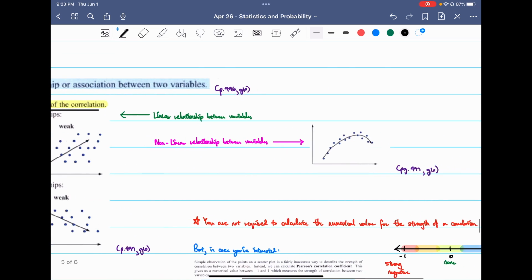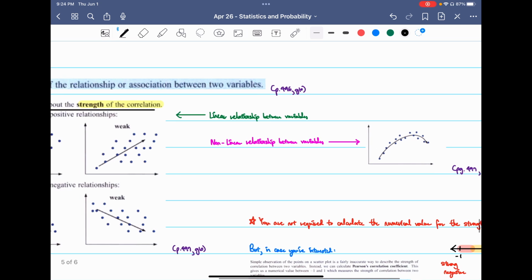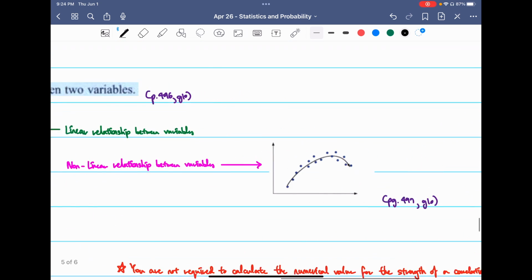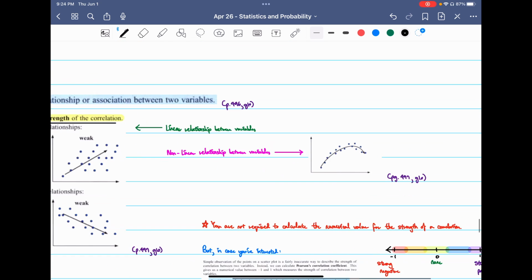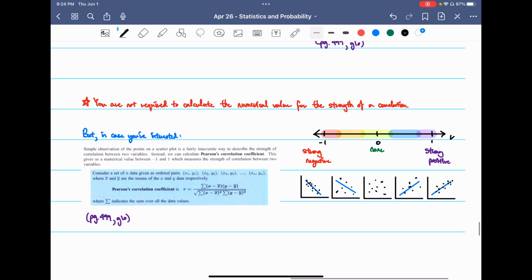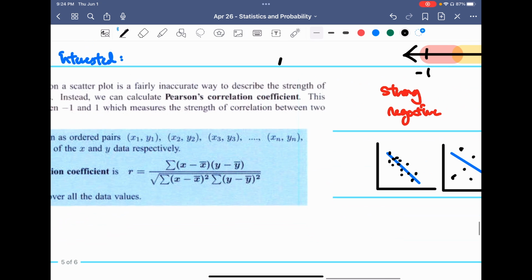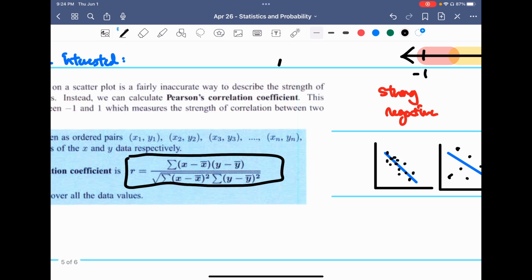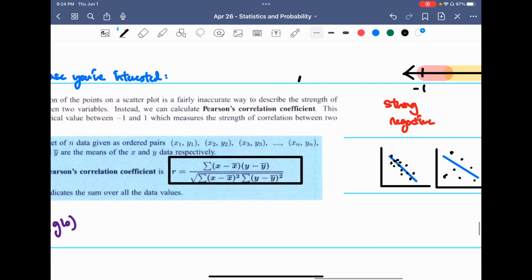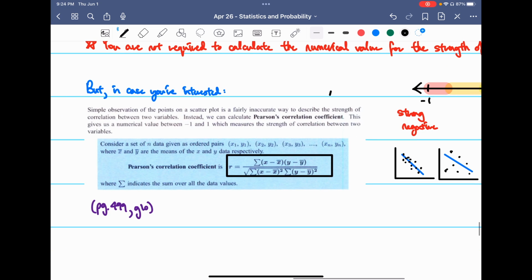And yes, the graph doesn't necessarily have to always be linear. There can be non-linear graphs like this one. And let's see. You are not required to calculate the numerical value for the strength of the correlation. Yes, don't. Look at this scary equation. Do you want to calculate this? No, even a DP student like me, I don't want to use that ever in my life. So, yes, just see the definition.